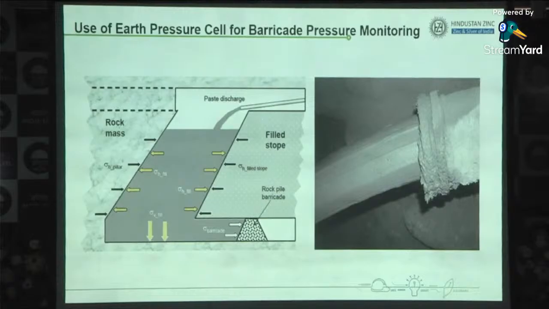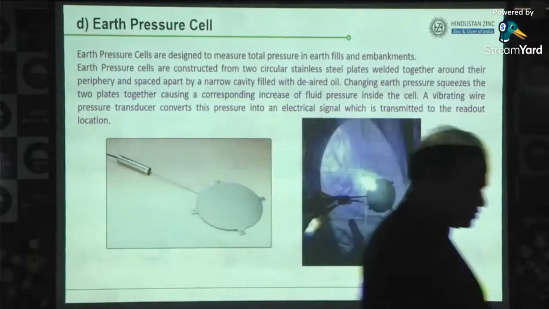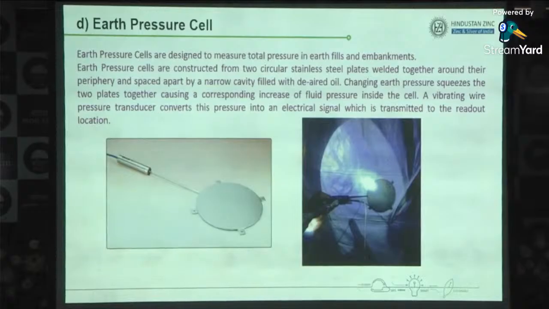As I told, for the barricade pressure, we have to measure the barricade pressure. So we are going to install an EPC, earth pressure cell, on the barricade to get the exact pressure on the barricade. This is the EPC photograph we are going to put on the barricade and take the reading.